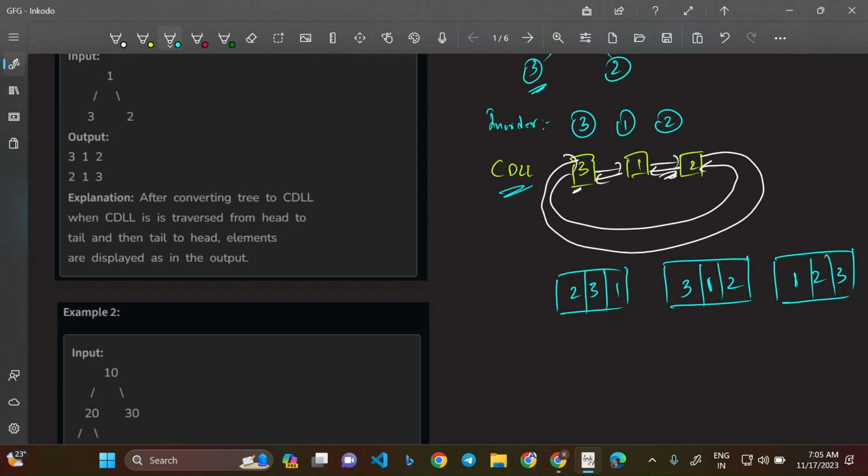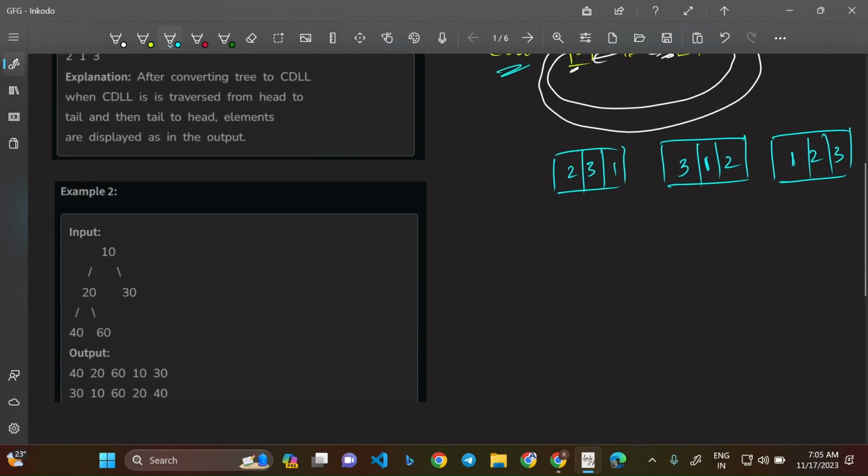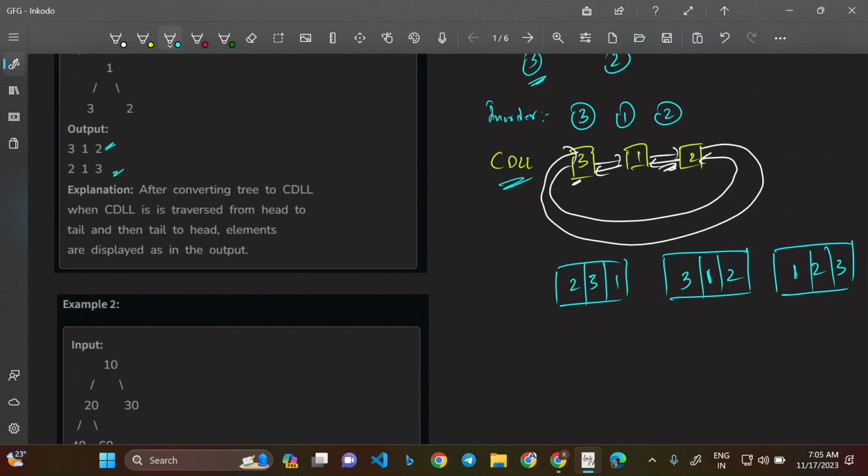All right, I hope you people have understood what is a CDLL, how we are doing it, how we are representing it. I'm stressing on this fact again. Please go through CDLL if you do not know about this particularly. So this is done. That is the reason the answer is 312 or 213. All of these are the same thing because it's circular. Either you start from here or start from here, it doesn't matter. You'll be ending up with the same pattern.